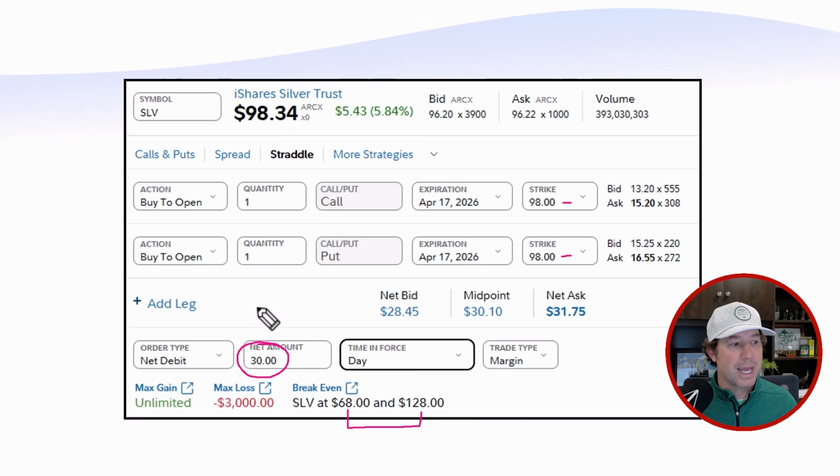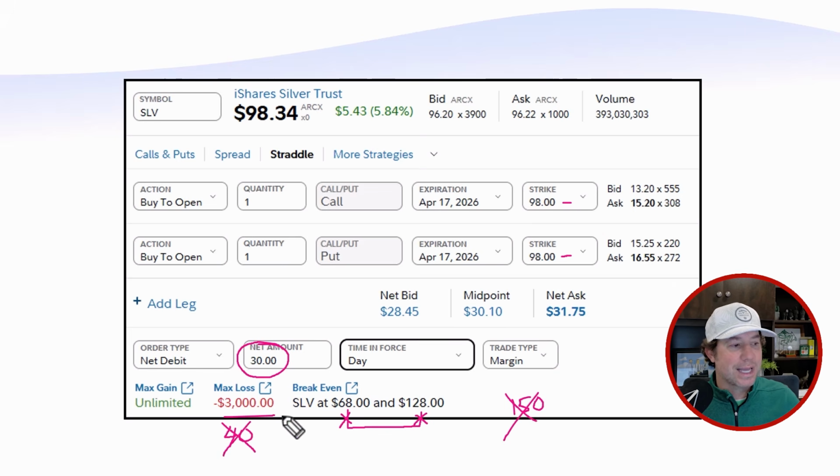So if you spend $3,000 for a straddle, you have to have silver either end up below 68 or above 128 per share just to make a little bit of money. And to make a lot of money, you'd have to be way beyond that. You'd need silver up here at 150, or you'd need silver down here at 40. Those are not likely occurrences.